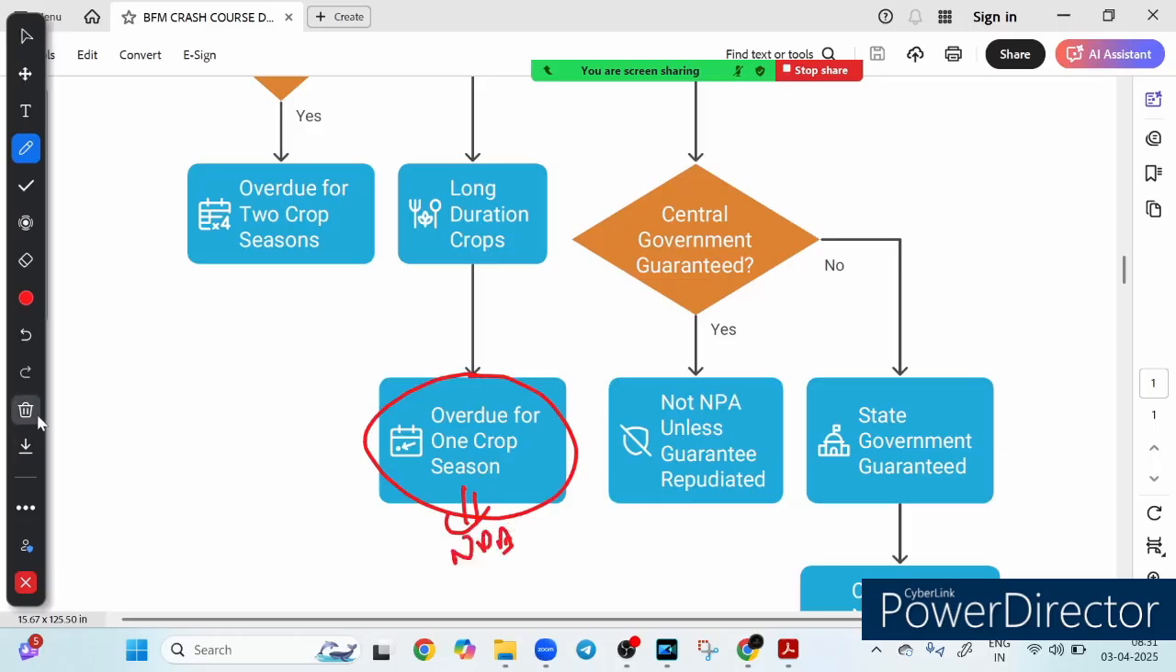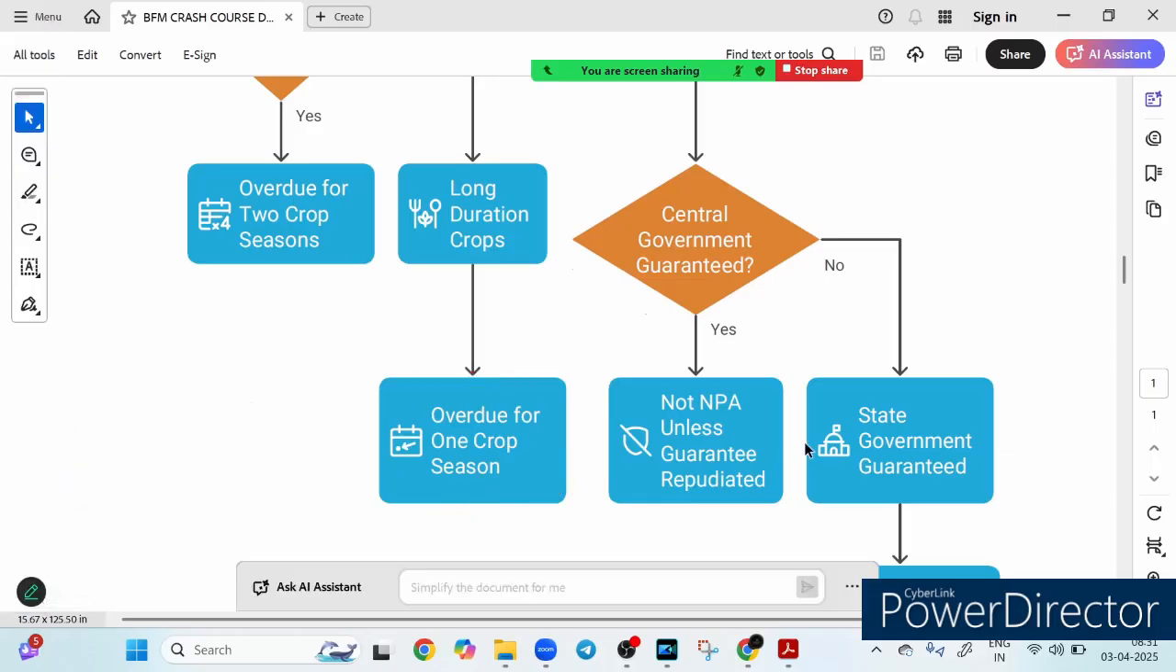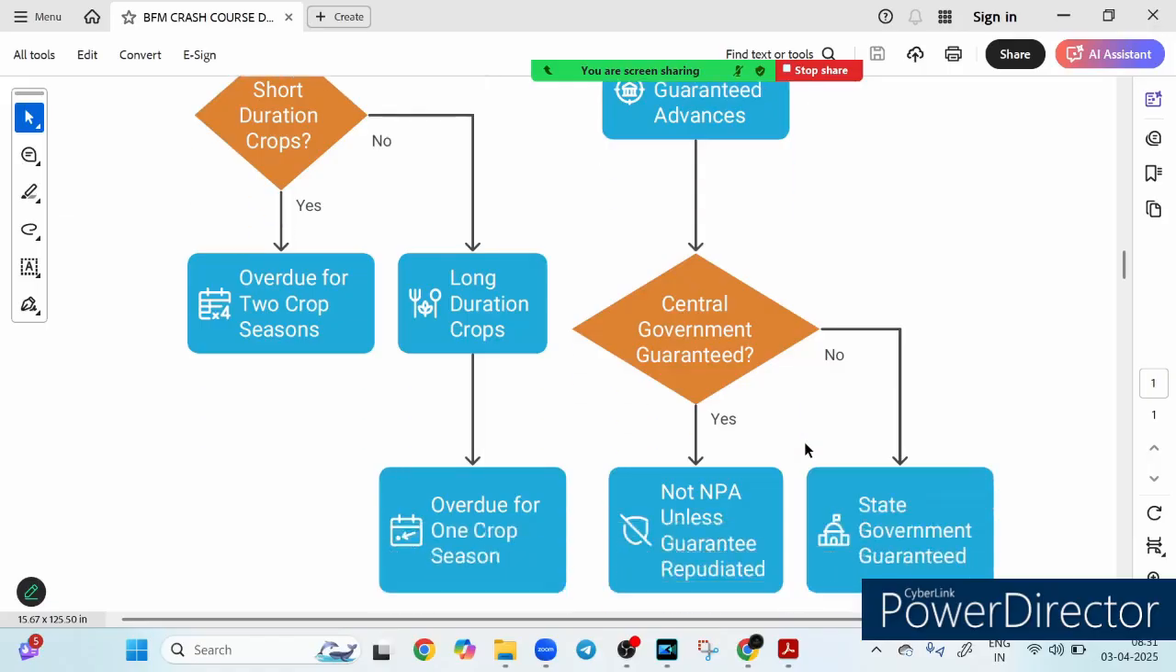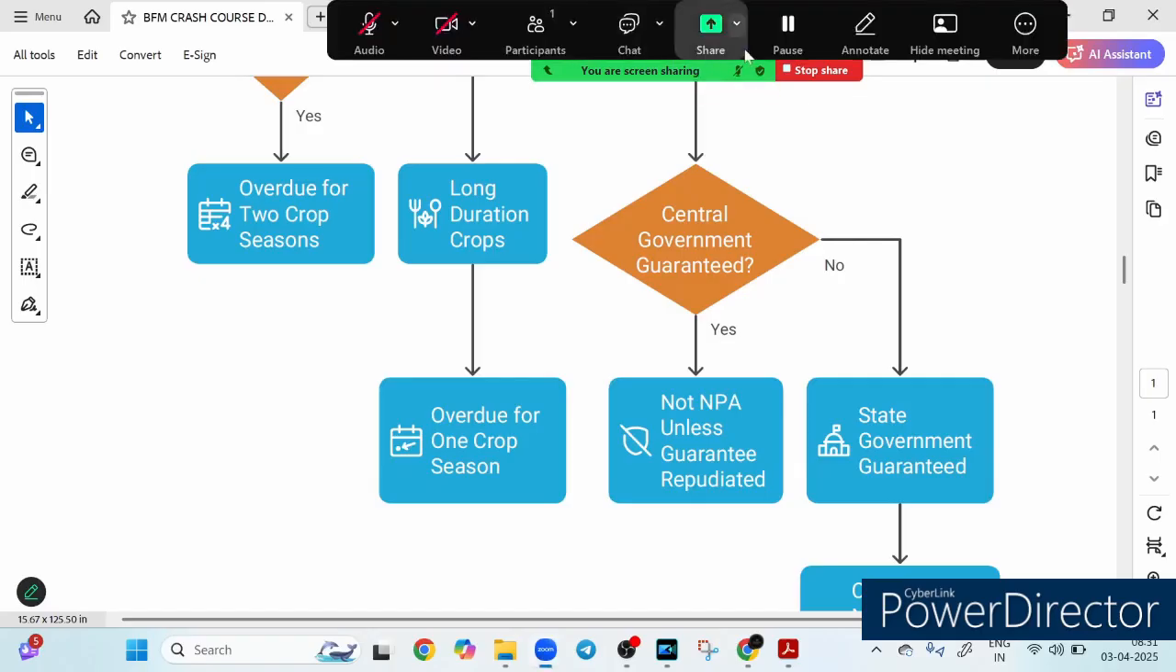Now let's switch our focus to the government guaranteed advance. On the right side you can see government guaranteed advance. Friends, if the loan is a government guaranteed advance, we have a further classification based on whether the government guarantee is from the state government or the central government.